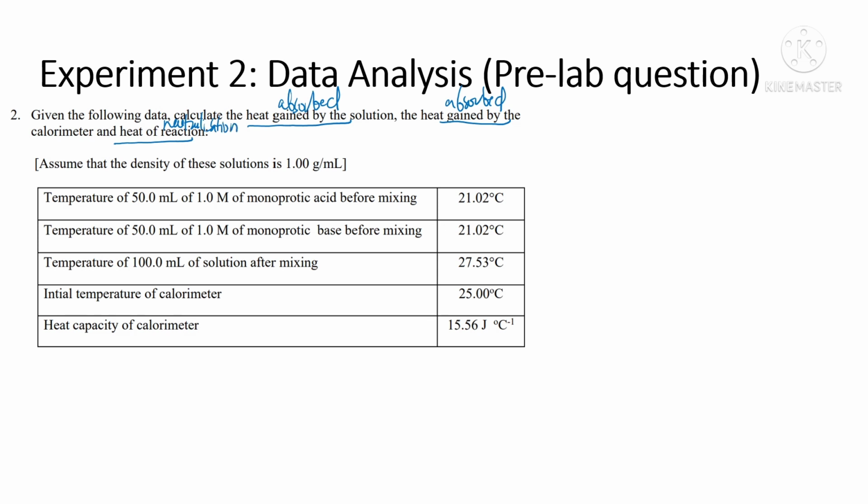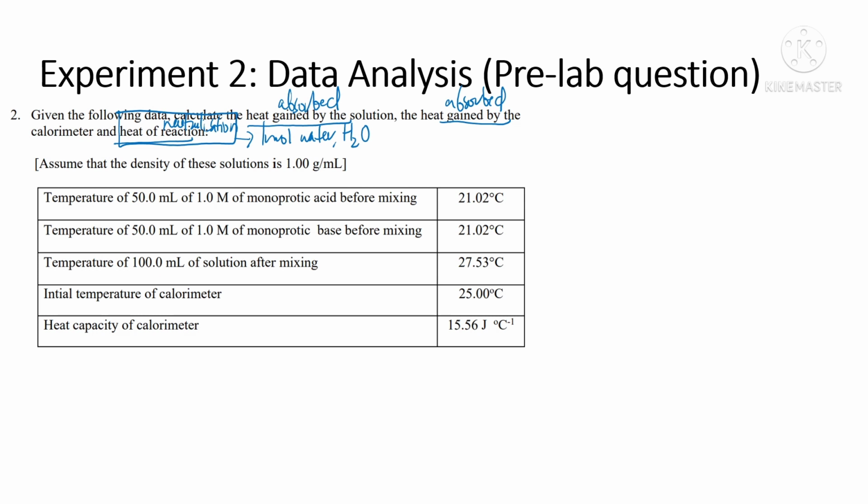So still remember, heat of neutralization is defined as heat released when 1 mole of water is formed when an acid is neutralized by a base. However, in this experiment, we are not producing 1 mole of water. So how many moles of water are being produced?